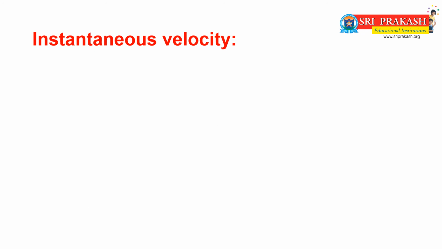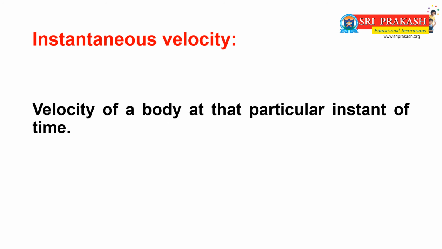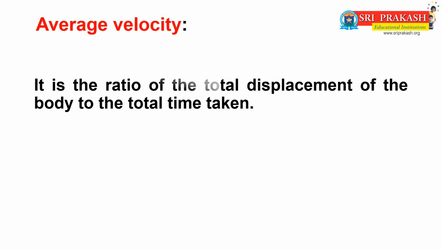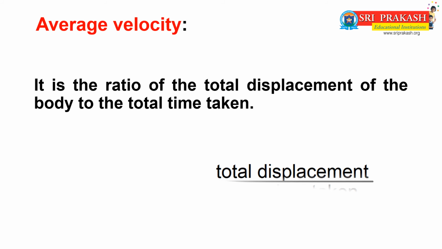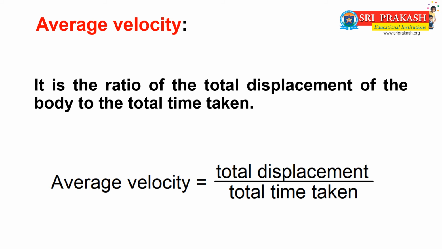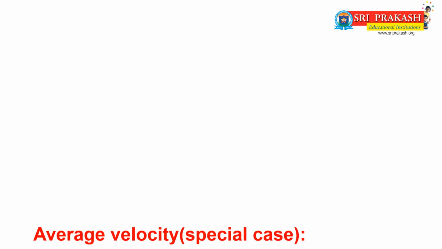Instantaneous velocity. Velocity of a body at that particular instant of time is called instantaneous velocity. Average velocity. It is the ratio of total displacement of the body to the total time taken. So the formula is average velocity equal to total displacement by total time.